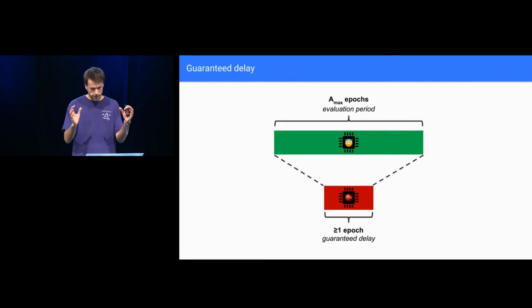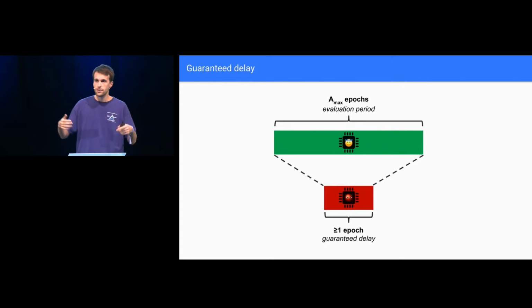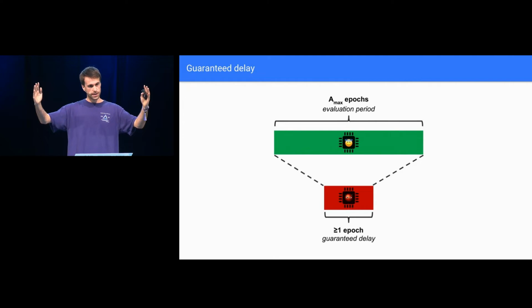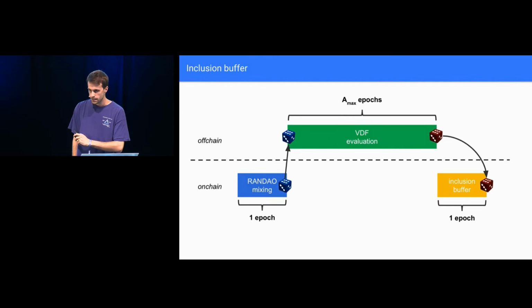Okay, so we have the commodity hardware, and we have this Amax assumption. Now it's very easy to have a guaranteed delay of 1 epoch. All you need to do is target an evaluation period of Amax epochs, and an attacker will only be able to shrink that down to nothing less than 1 epoch. And this is the whole scheme, basically.